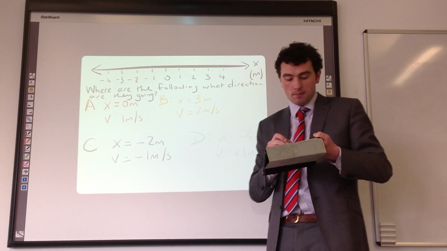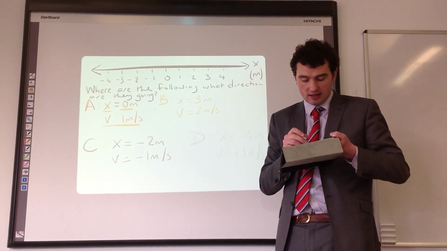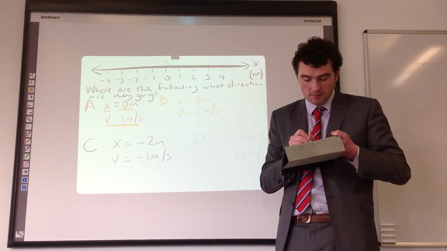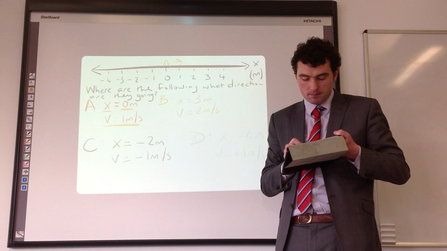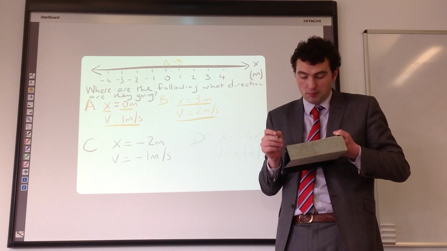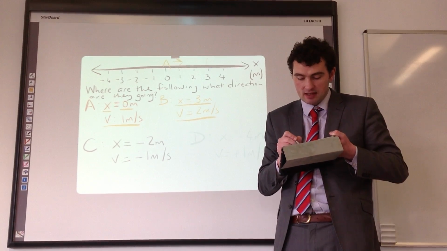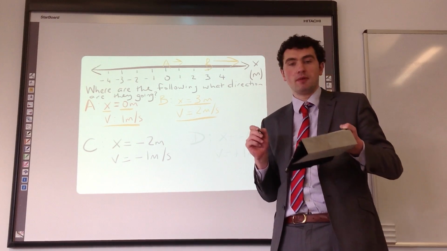Okay, so hopefully you should be able to do this if you understood the video. Person A has got a displacement of 0 metres and a velocity of 1 metre a second, so that would mean A is here and going that way. Person B has got a displacement of plus 3 metres and a velocity of plus 2 metres a second, so that means person B is here and going that way with twice the speed, so I've given it a bigger arrow.